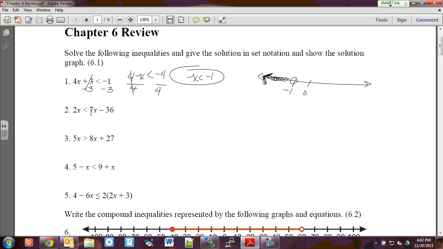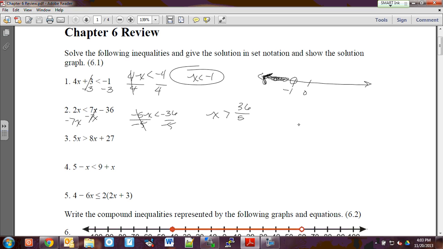Alright, number 2. 2x is less than 7x minus 36. So minus 7x cancels that. Minus 7x. So negative 5x is less than negative 36. Divide by negative 5. So x is greater than, because we divided by a negative across the sign, 36 over 5, which is almost 7. It's like 6.8, I believe.